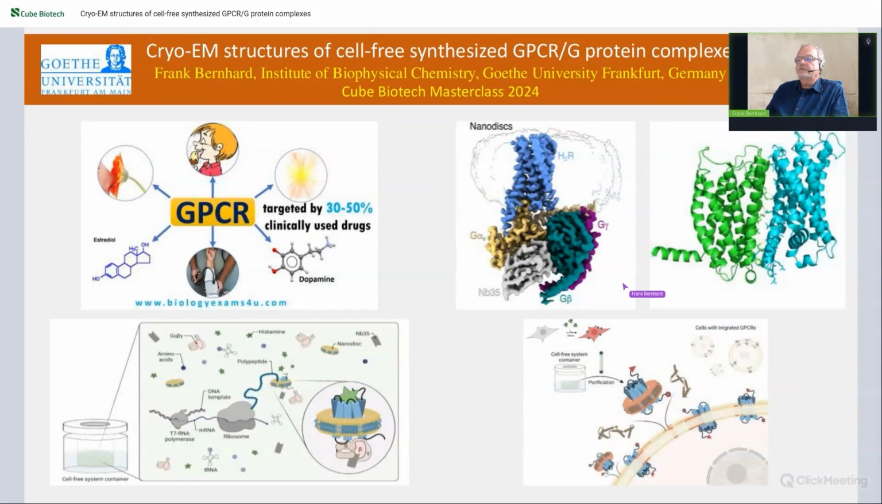So I would like to address three different topics. First, the production of GPCR G protein complexes, GPCR dimerization, and I also would like to introduce you to a new technique to transfer in vitro synthesized membrane proteins into membranes of living cells for the analysis in context of living cells.